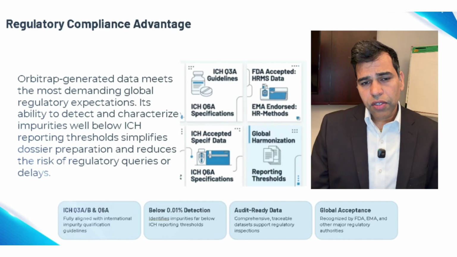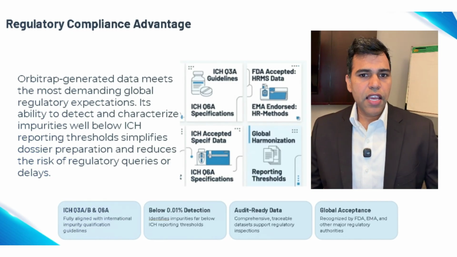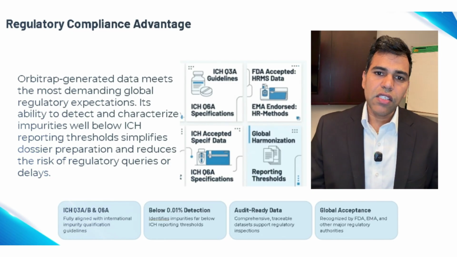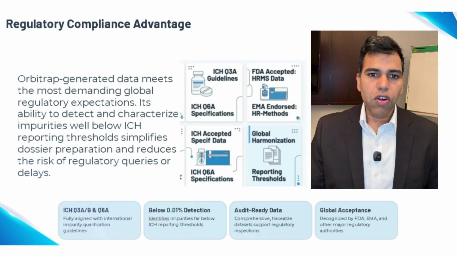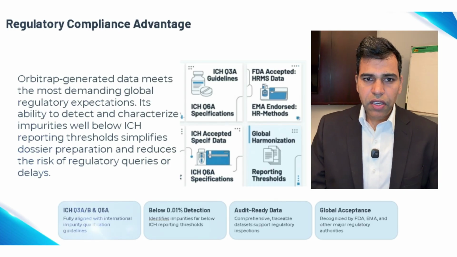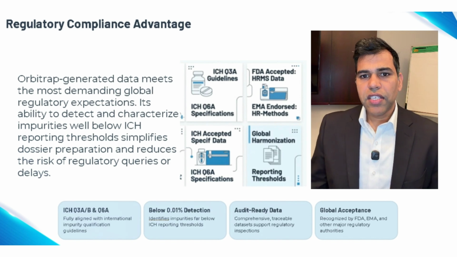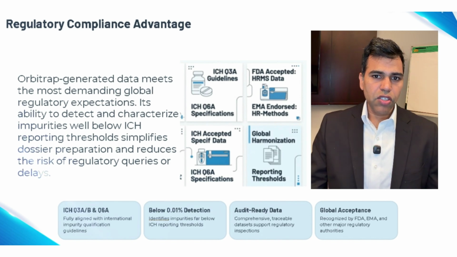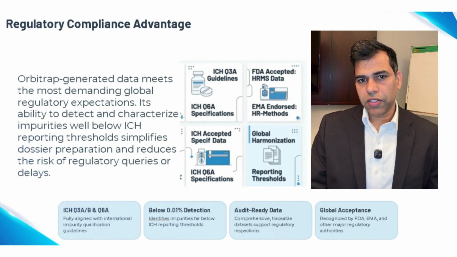ICH Q3A, Q3B, Q6A: Orbitrap generated datasets are fully aligned with all of these, as well as FDA and EMA expectations. The data is globally acceptable, and because the audit trail is comprehensive and traceable, it holds up under inspection.